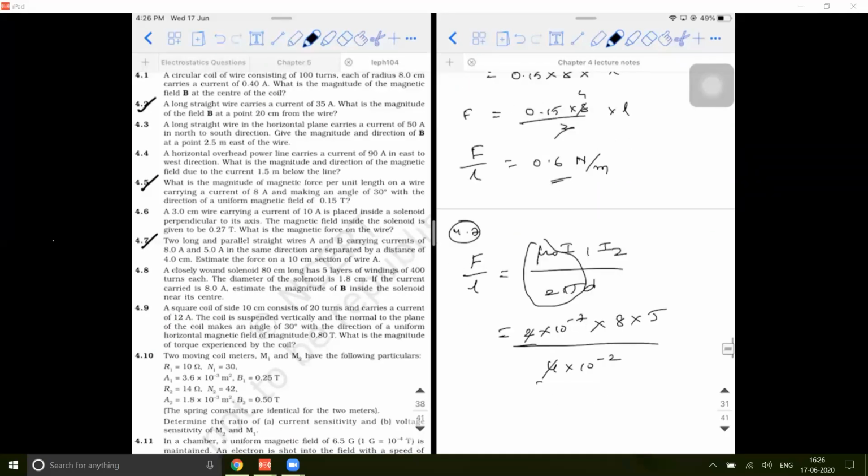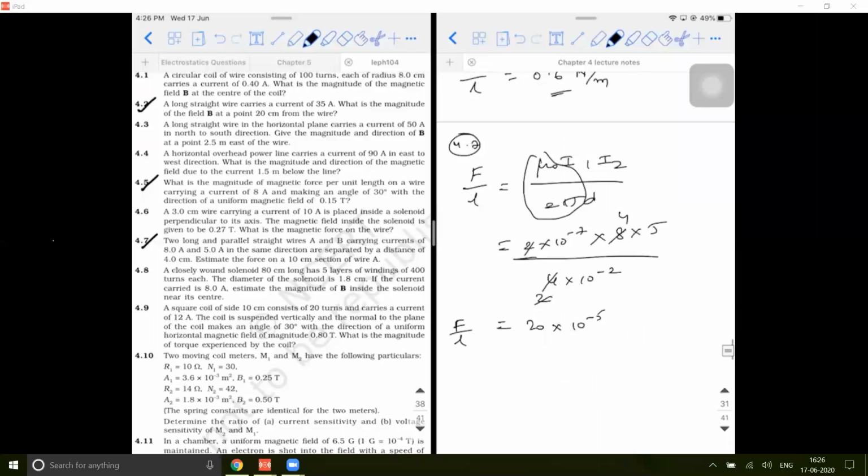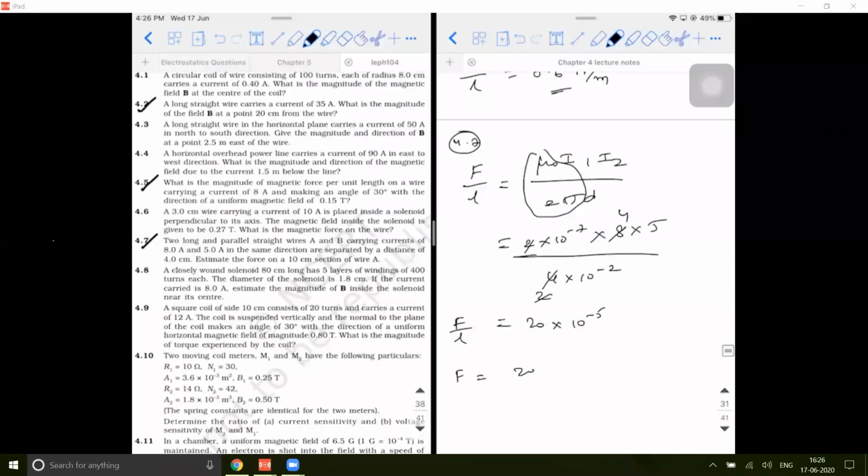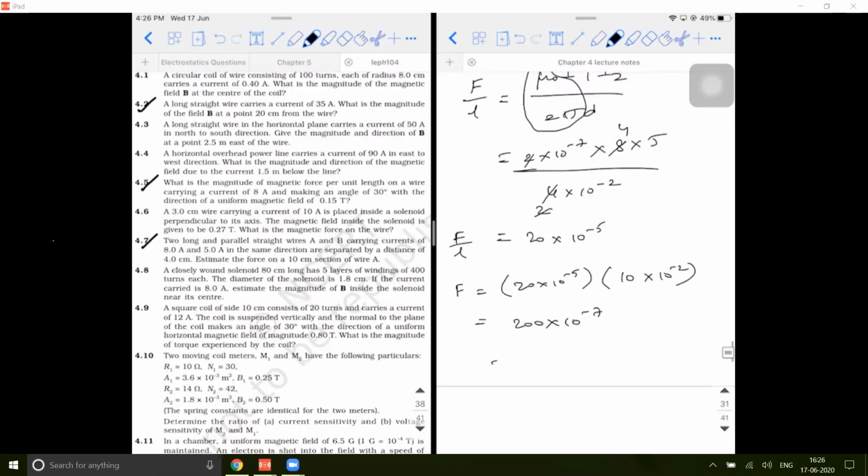So this and this will get cancelled. So 4, how much is it? 20 into 10 power minus 5 is the amount of force per unit length, but they're asking the force on a part of a section. So 20 into 10 power minus 5 into what is the length? 10 centimeter, right? So 10 into 10 power minus 2 meter. So 200 into 10 power minus 7 or 2 into 10 power minus 5 Newton.